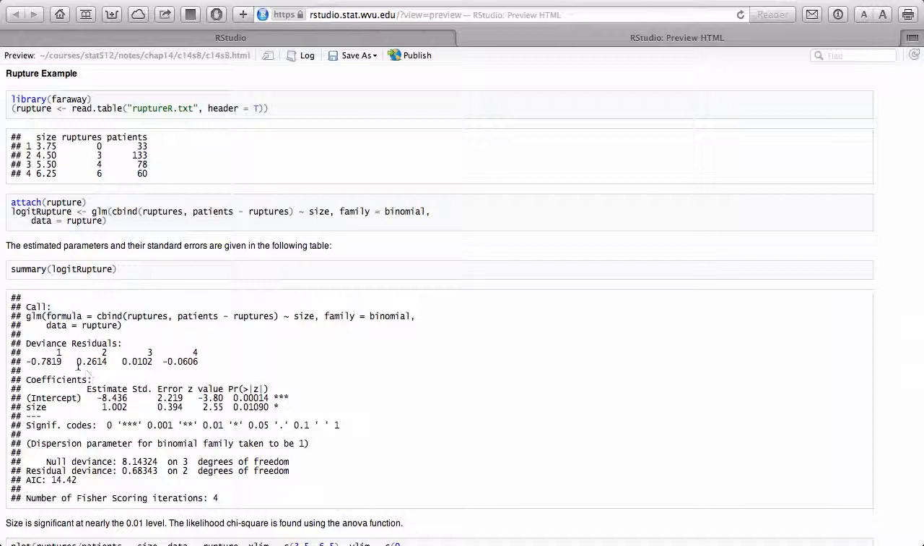a rupture. Now, we get a set of residuals, but we're talking about a binomial here, so the residuals are not like the residuals from regression. The residuals are actually called the deviance residuals. And again, we can do diagnostics on the residuals to see if the model is okay. There are a lot of things that could go wrong. Maybe that logit is not linear, for example.